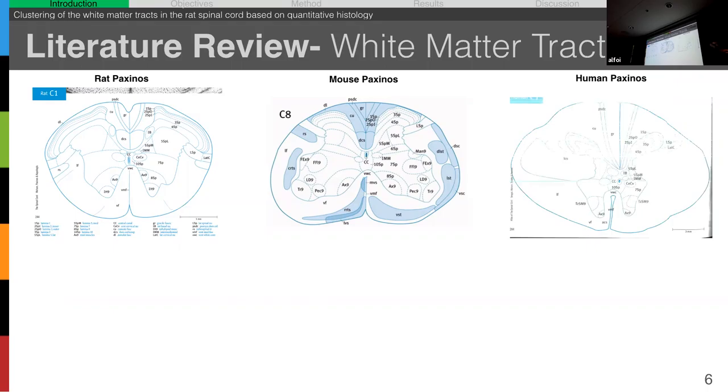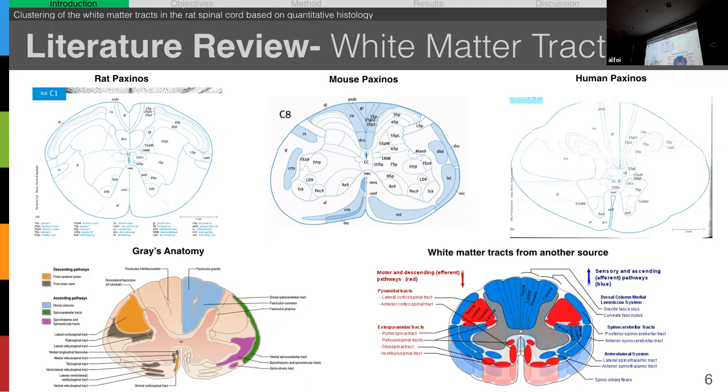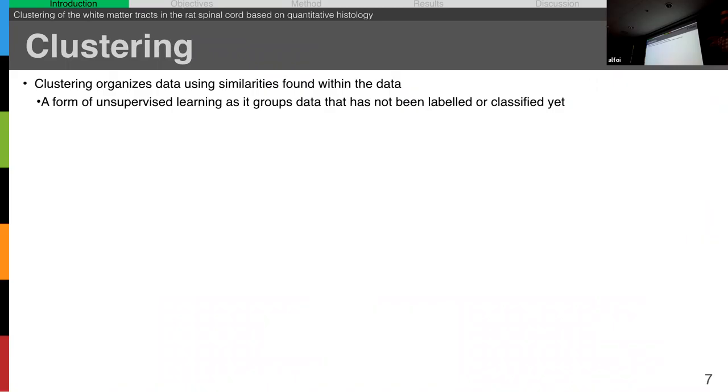So this is important because then the references that we're using right now don't have all the information that we need. And so it's the same thing with the human. They're missing a lot of the information, which in comparison to other resources like Gray's Anatomy, which is one of the more prominent anatomical references, has a lot more of the white matter tracts, as well as the previous image that I've shown before. So this is why it's really important to try and be able to figure out what the white matter tracts are, where they are, how big they are, and so on, and the position.